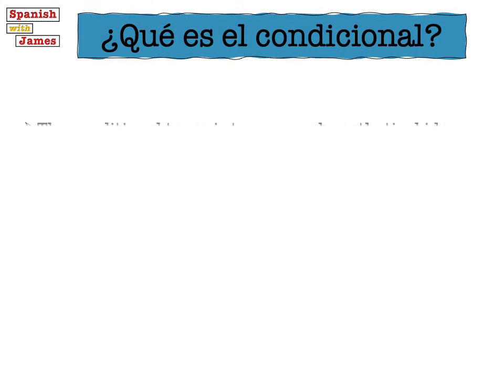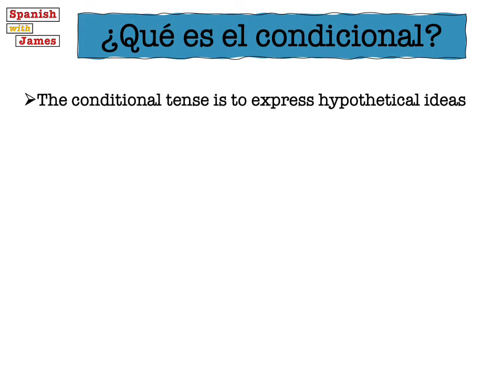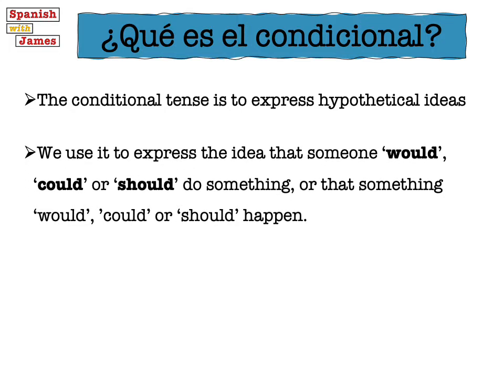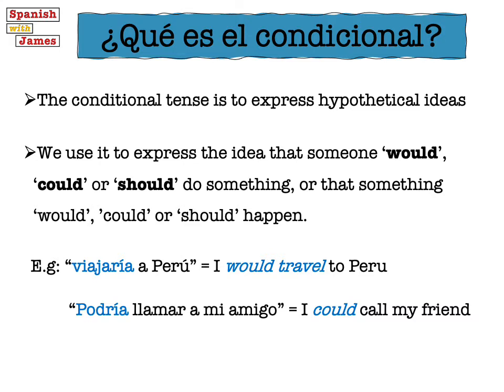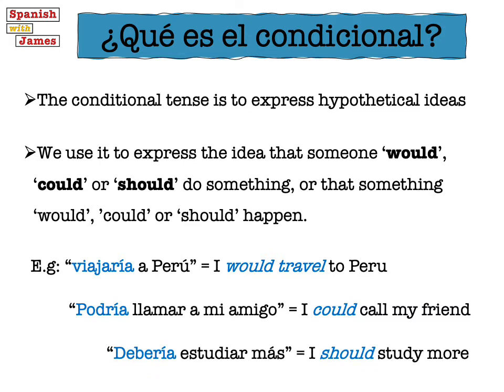Entonces, ¿qué es el condicional? What is the conditional tense? So it's used to express hypothetical ideas. We use it to express the idea that someone would, could, or should do something, or that something would, could, or should happen. Y algunos ejemplos, some examples. Viajaría a Perú. I would travel to Peru. Podría llamar a mi amigo. I could call my friend. Debería estudiar más. I should study more.